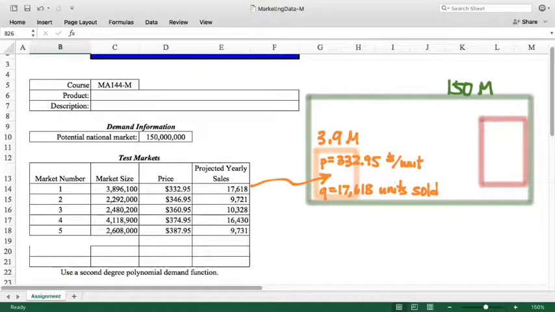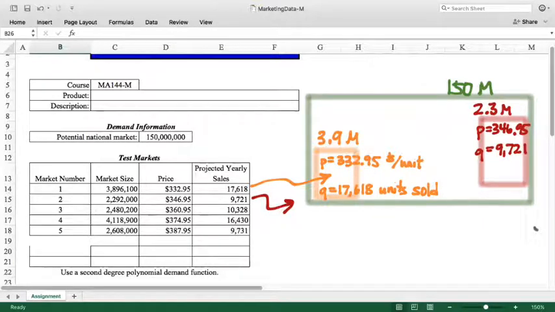Right? I've got maybe market number 2 over here, where there's, let's say, 2.3 million people in test market number 2. And in that test market, we were trying to charge a higher price, $346.95. And as we expected, when we try to charge that higher price, the quantity that we can sell ends up going down, 9,721, right? We want to know not just about these test markets individually, but we want to know what each of those test markets tells us about the big picture.